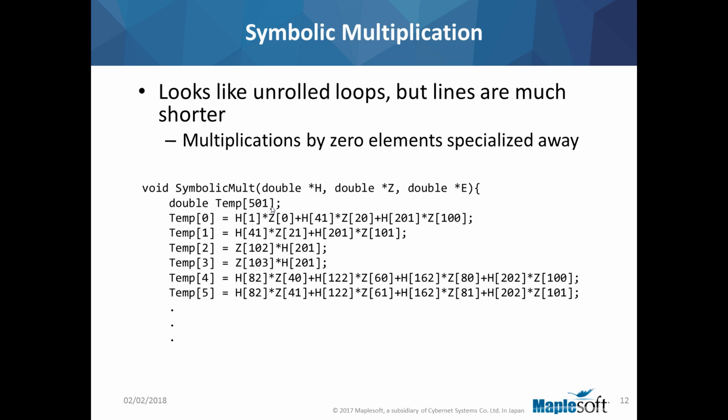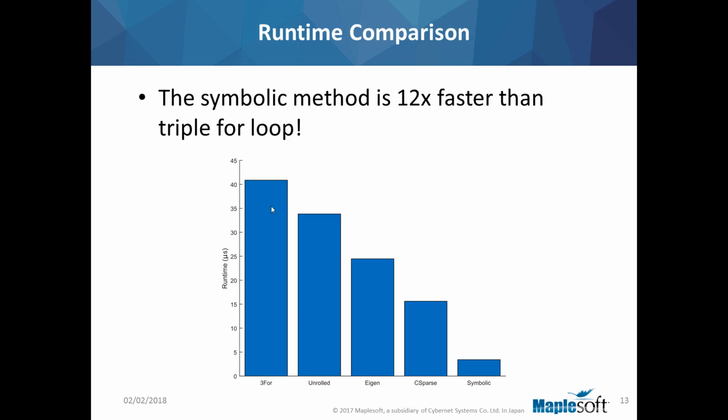So let's see how these methods stack up when they're actually run on a computer. So when you look at the runtime, we see that the triple for loop is about 12 times slower than the symbolic method. So that's a huge speed increase. So our customers were very happy with that result.